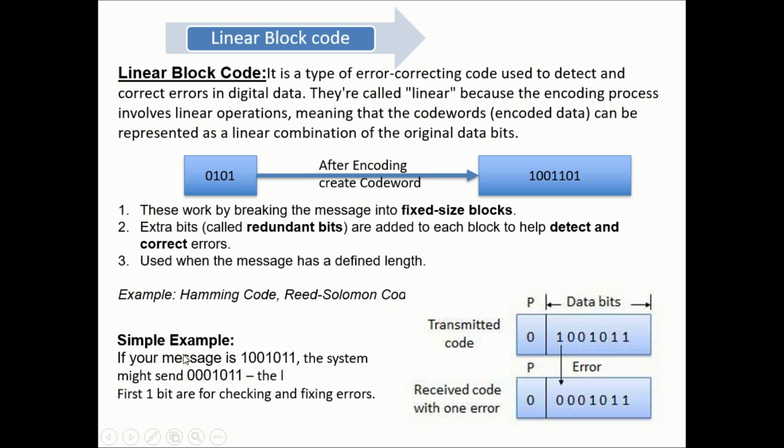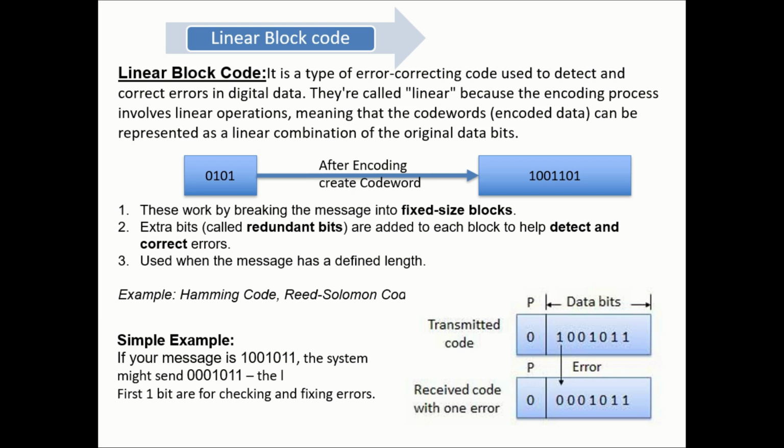Next, a simple example of how an error is actually detected and how it can be corrected. Let's look at how it works. Here we can see the message is 1001011. The system might send 0001011, with an extra bit shown as P here, where P stands for parity bit.